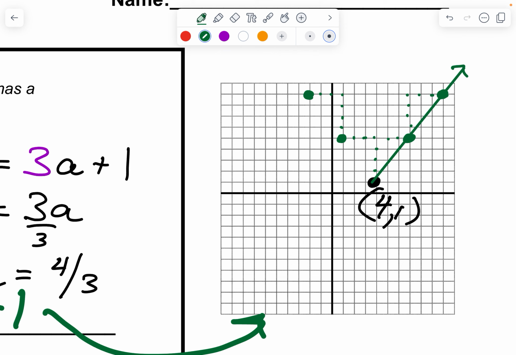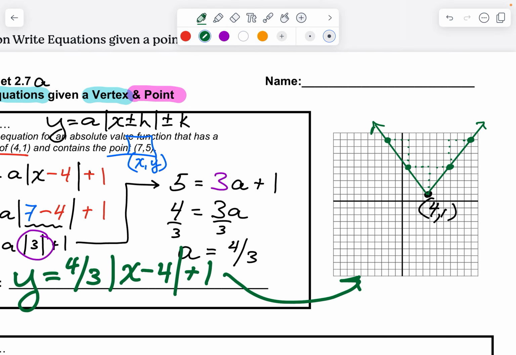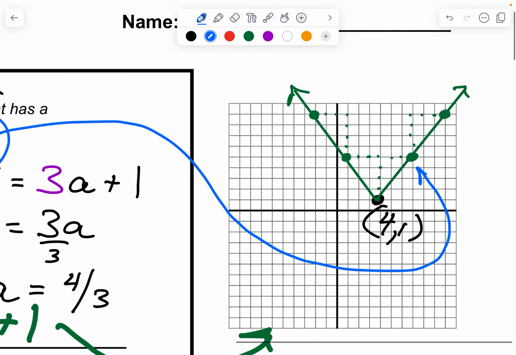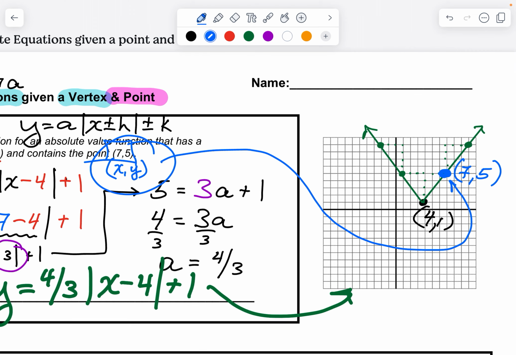So what's so special about this? Why are we making a graph? I thought we were trying to write an equation. Well, remember, I was trying to write an equation that passed through the point (7, 5). And if I look very carefully, it turns out that indeed it does. My graph does pass through (7, 5). Well, that's the way it was designed. That was the way it was designed when we found an a value of 4/3.